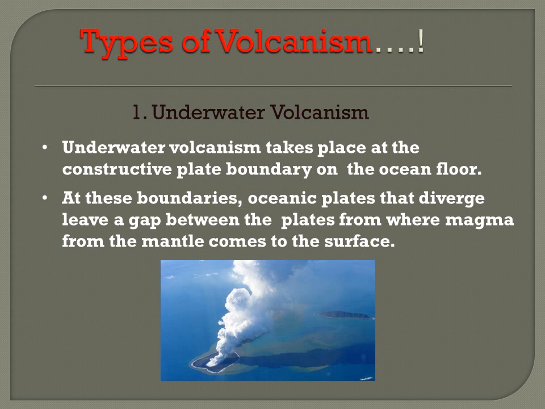Okay, so types of volcano or volcanism. Underwater volcanism, or volcanoes, take place at the constructive plate boundary on the ocean floor. That means both volcanoes and earthquakes form at the constructive plate boundary. That means if there is an opening or hole, from that point only the lava will come out. So at these boundaries, oceanic plates that diverge leave a gap between the plates from where magma from the mantle comes to the surface.